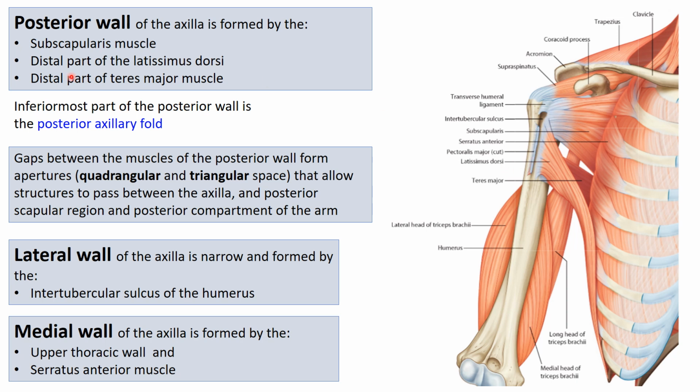And again, similarly, we say the lowermost part of the anterior wall will be considered as the anterior axillary fold. The inferiormost part of the posterior wall is called the posterior axillary fold, which is around here. Okay.